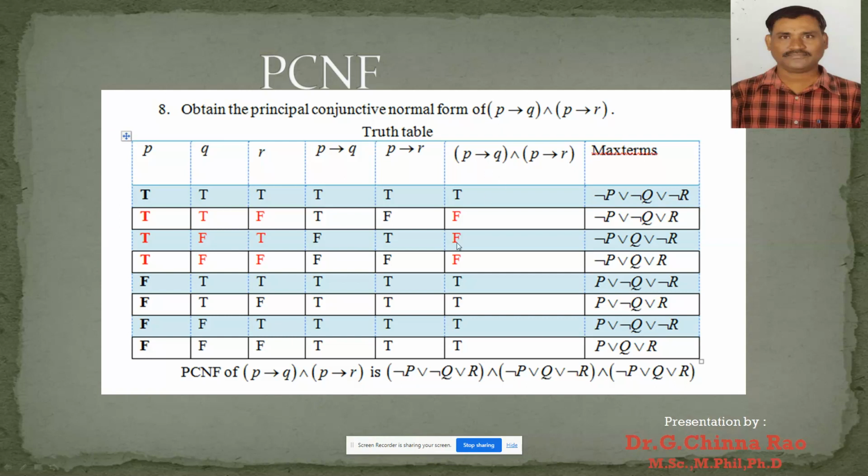So you have to collect the falses. After rounding the falses, now write the conjunction of max terms. Here negation P or negation Q or R, and negation P or Q or negation R, and negation P or Q or R. So PCNF is the conjunction of max terms, PDNF is the disjunction of min terms.